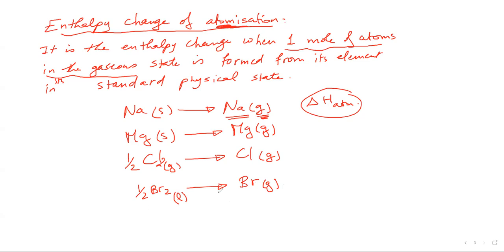So if you are dealing with metals, then the enthalpy change of atomization means just converting the metal solid to the metal gas. But if we have something non-metal, then we have to take half of its formula in order to get 1 mole of gaseous atoms, and this is done by the enthalpy change of atomization. Okay, so this definition also we have to know. It's very useful in the cycle that we are going to do.